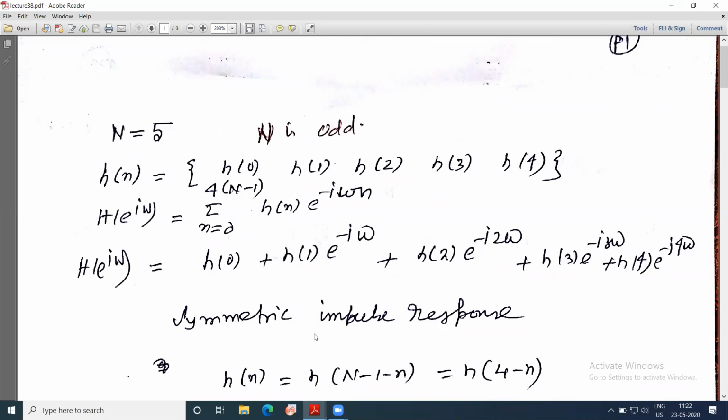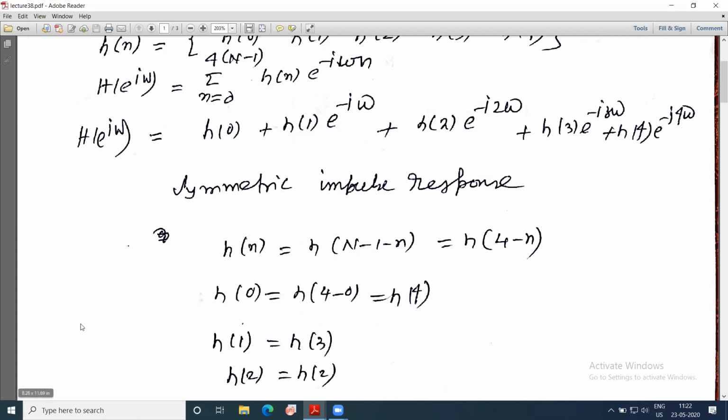However, if I say it is symmetric with respect to (n minus 1) by 2, whether it is an integer or a real number does not matter. With respect to that particular point, the left hand side and right hand side should be equal. Equal means an equal number of samples. Then only I can say it is symmetric with respect to (n minus 1) by 2. Agreed? Yes. Fine. So this is one example I have seen.